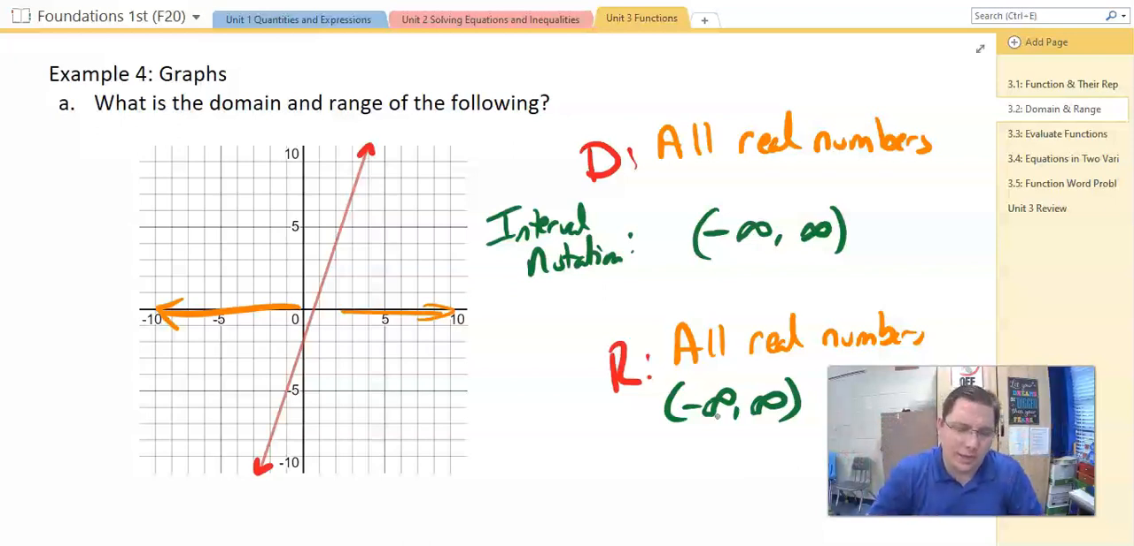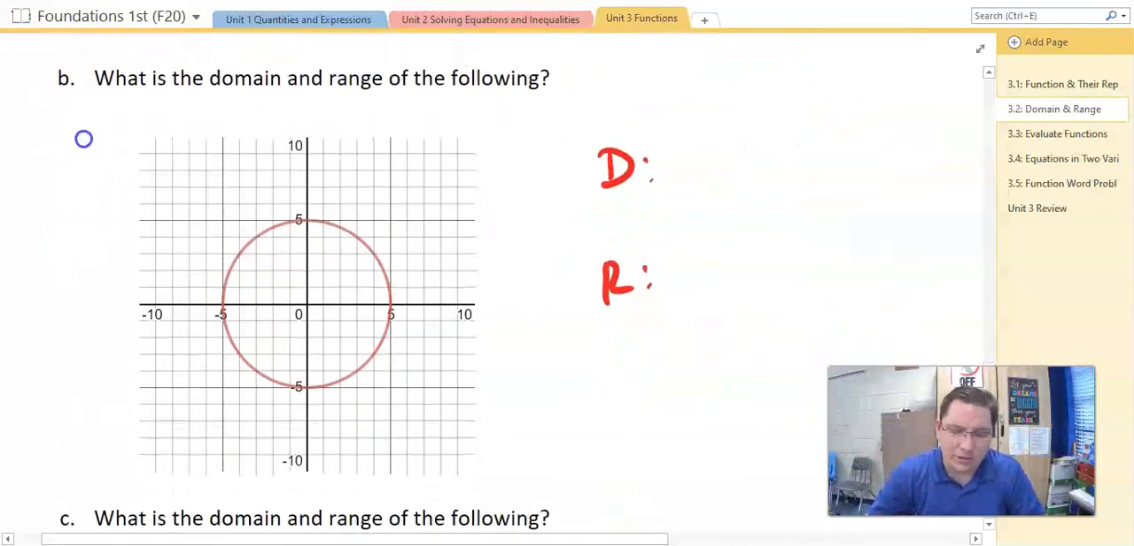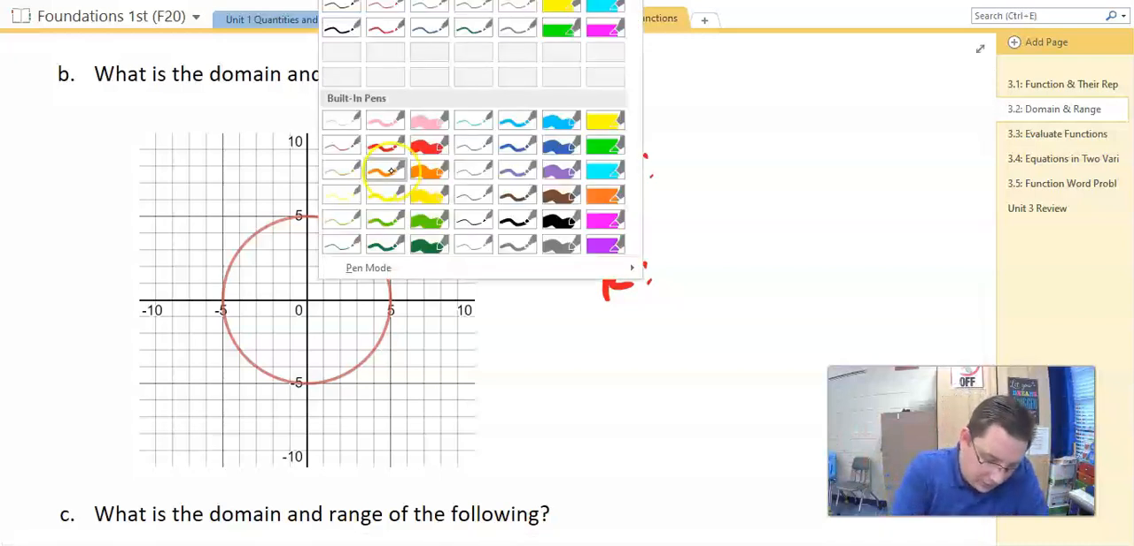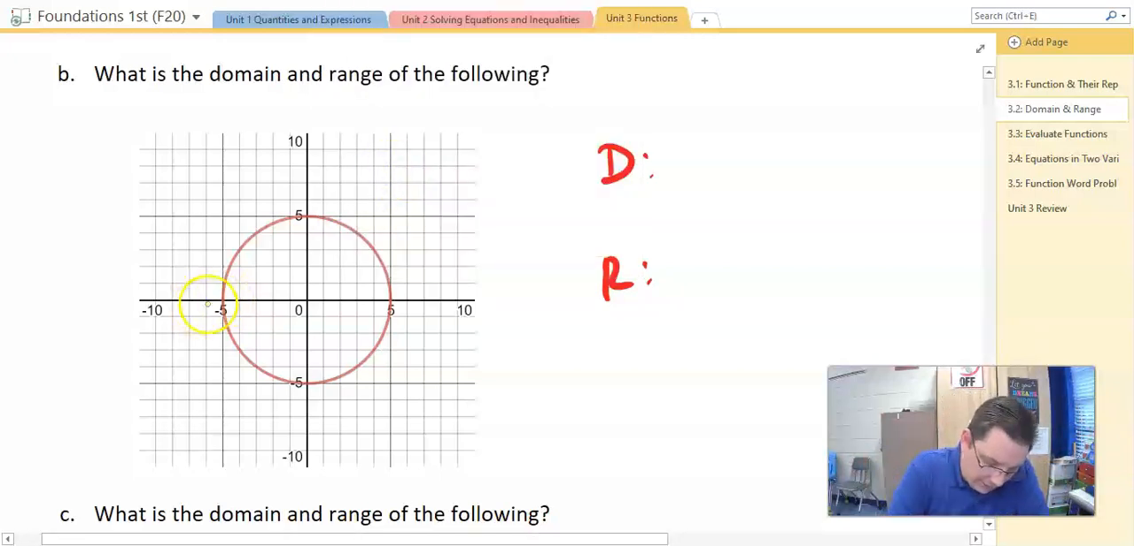Let's look at example B and see what this graph's going to do. Remember example B from yesterday was this circle graph. And so that doesn't go out to negative infinity and positive infinity in this case, right? And so what we have to look at is we can talk about how far left this will get.